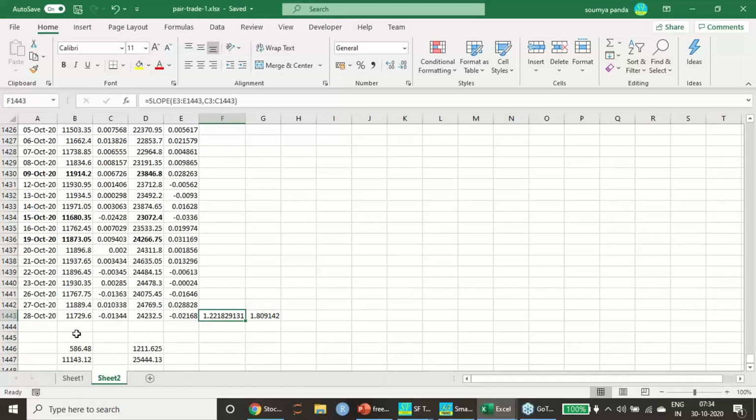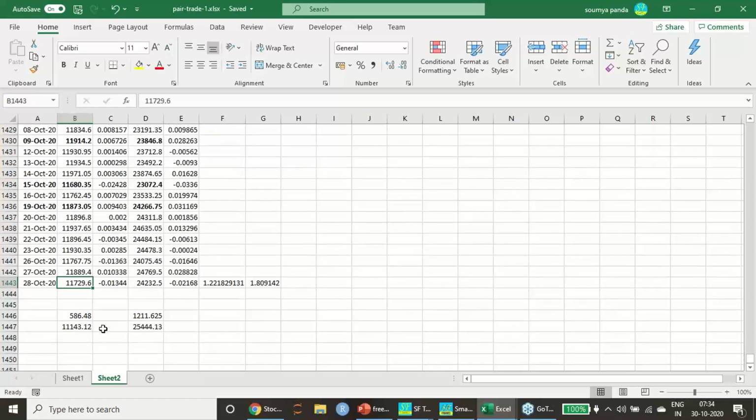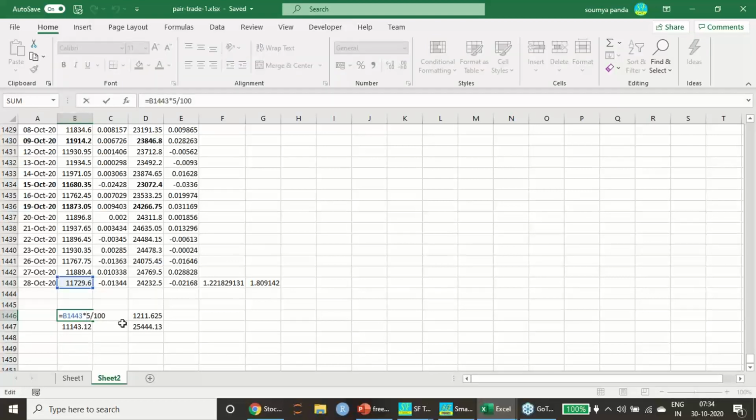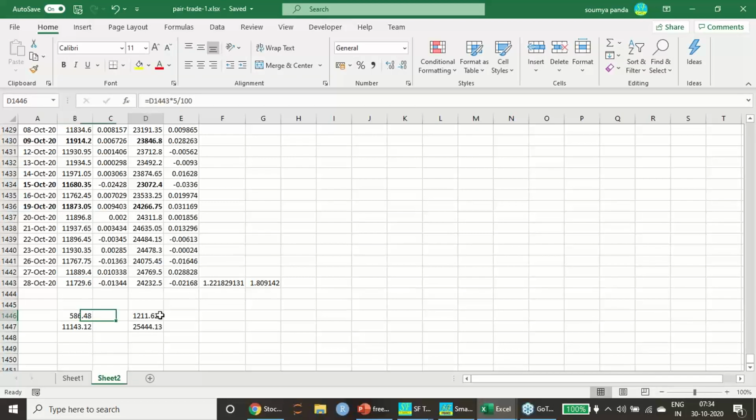For that, I'm telling you that on 28th October, maybe today's value will be different. On 29th and 30th October, the Nifty value is different and the Bank Nifty value is different, so you have to change that value. I'm taking one uniform 5% value of Nifty, which comes to 586 points. A 5% value of the Bank Nifty comes to 1211 points. I got the information from its beta: each 1% change in the Nifty will bring a 1.22% change in the Bank Nifty.